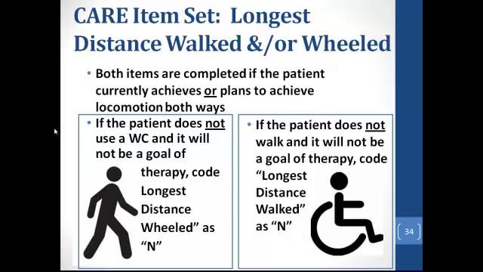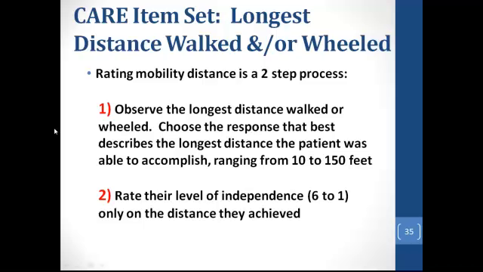The next step is to score the mobility distance, and this is a two-step process. First, observe the longest distance walked or wheeled. Choose the response that best describes the longest distance the patient was able to accomplish, ranging from 10 to 150 feet. Then secondly, rate their level of independence with a scale of 6 to 1 only on the distance they achieved. That is important to remember. You are only scoring one distance, not all of them.